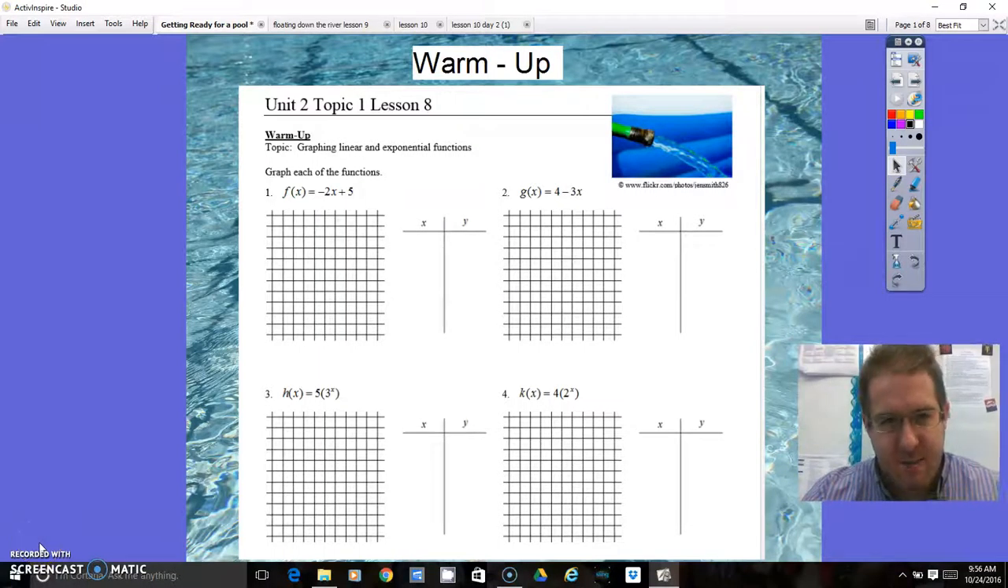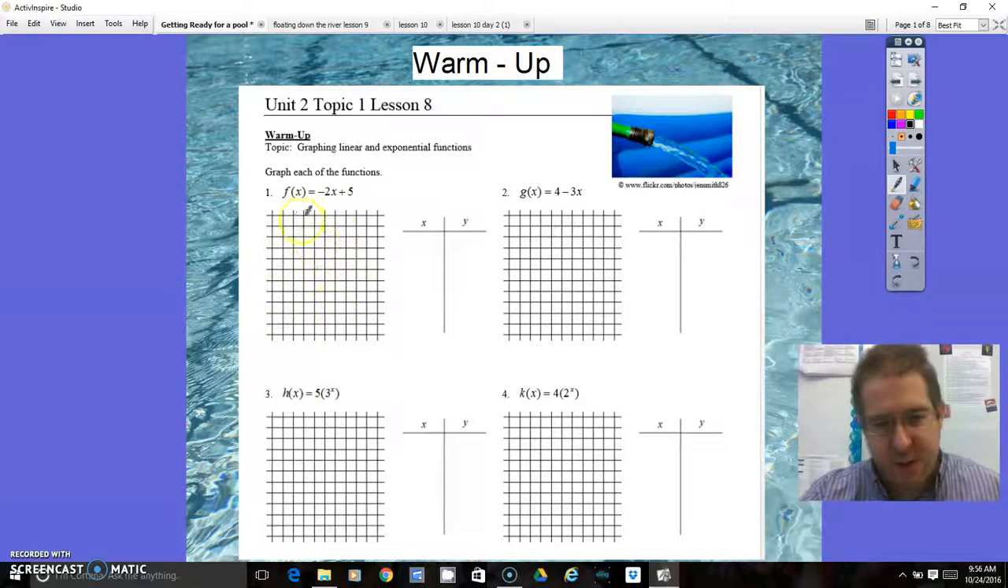Alright, hey, this is lesson 8 of Unit 2 Topic 1, and we're going to look more into functions because that's what this topic is all about. And in this case, we're going to be looking at graphs and how graphs can match scenarios that are given. Alright, so this starts off with a warm-up, which is having us graph both linear and exponential functions.